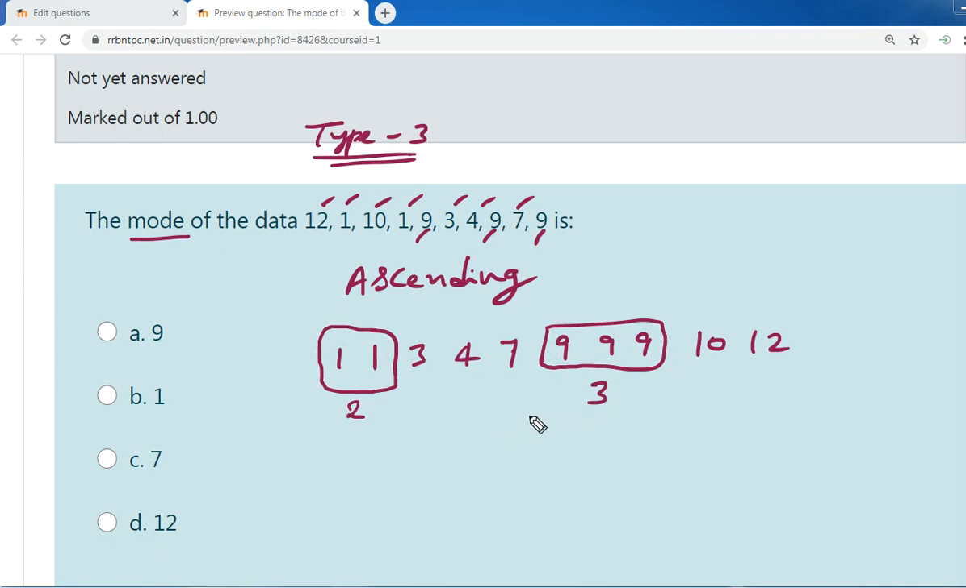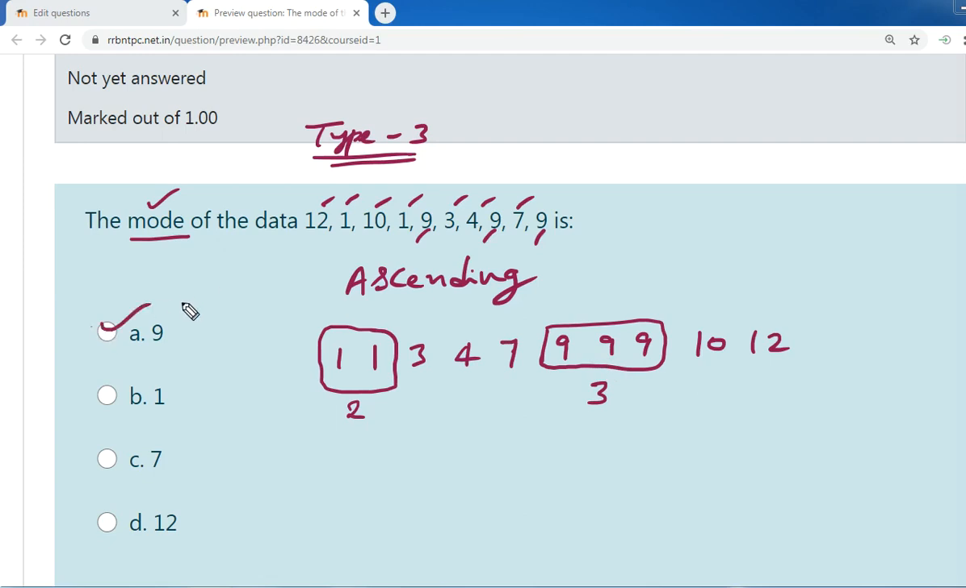Whatever number is repeated the most number of times is nothing but the mode of the given data. Here 9 is repeated the most number of times. So that is why 9 is the mode of the given data.